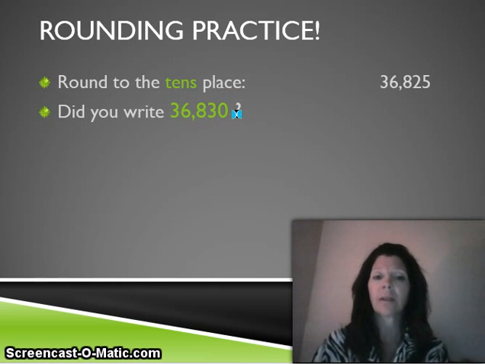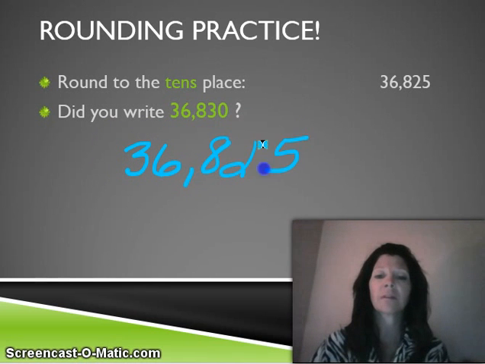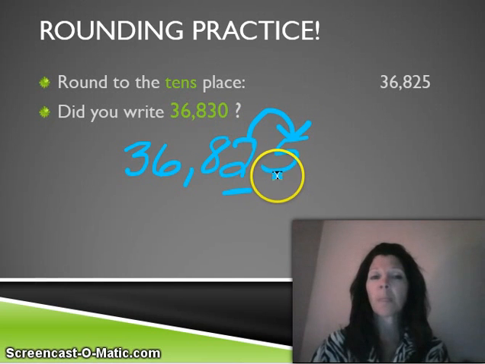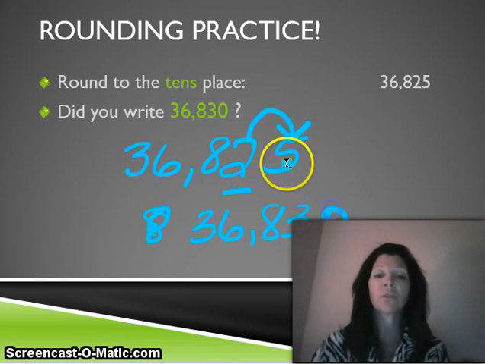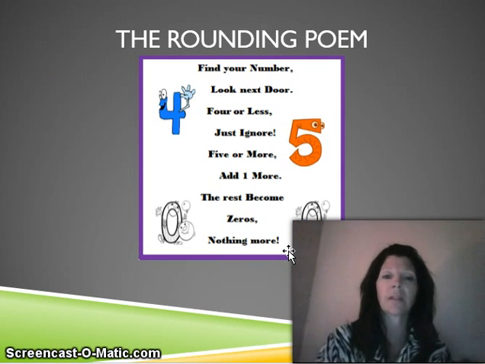Let's practice this. Think about 36,825. The number in the tens place is the 2. So if you think about your poem, you look next door. The number next door is a 5. 5 or above, so you want to increase this number by 1. So then it becomes 36,830, because once you increase that number by 1, the rest becomes zeros. Excellent work. Let's go on to the next one.